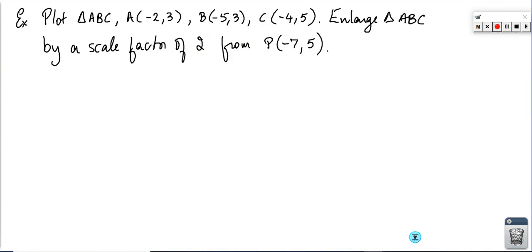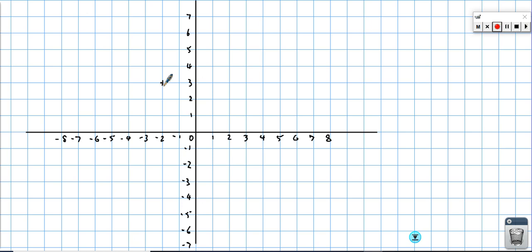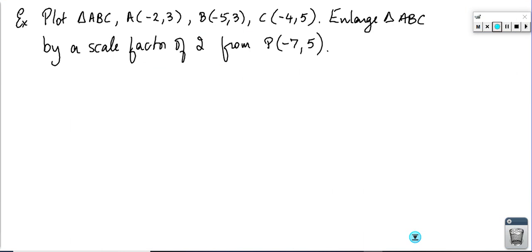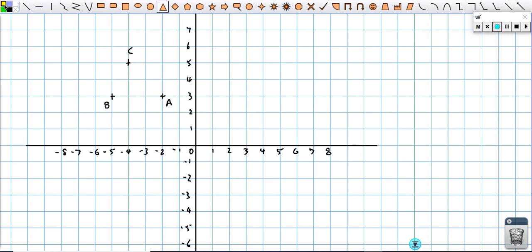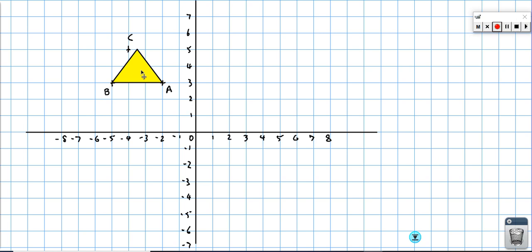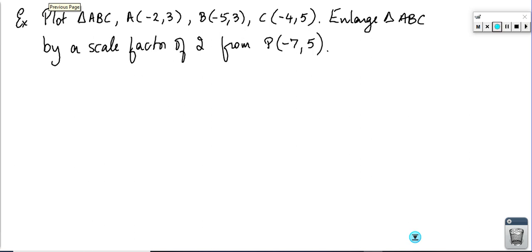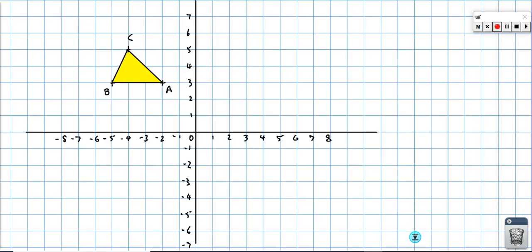Our triangle was: point A (-2, 3), point B (-5, 3), and point C (-4, 5). So that's our triangle. Let's draw the triangle. Now we need to enlarge that triangle by a scale factor of 2 from the point (-7, 5). The point (-7, 5) is this point here. So that is going to be our center of enlargement by a scale factor of 2.